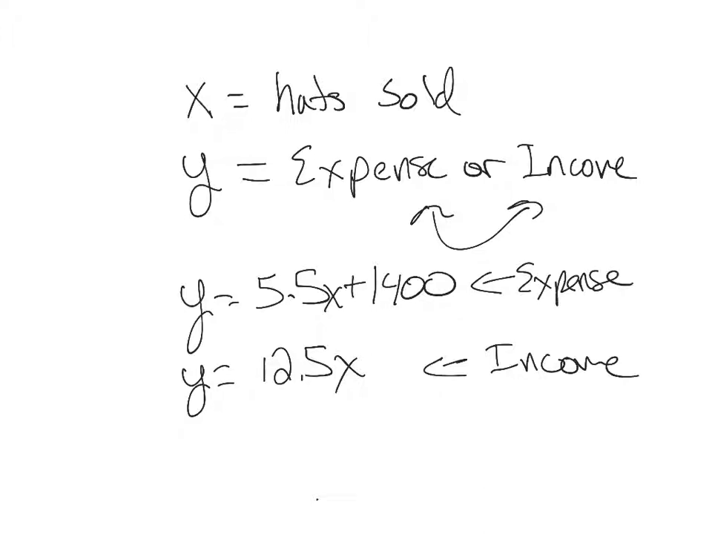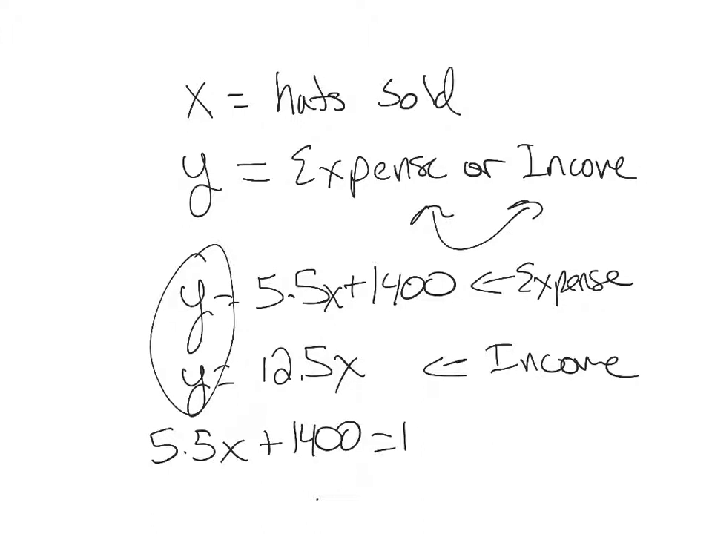Since we're interested in where y is equal in these two things, we can set these equations equal to each other and get 5.5x plus 1,400 equals 12.5x. When we solve that, we find that x equals 200, so they would have to sell 200 hats to break even.